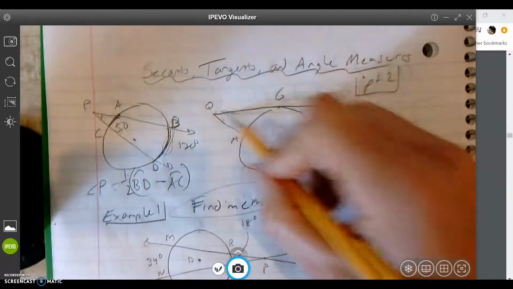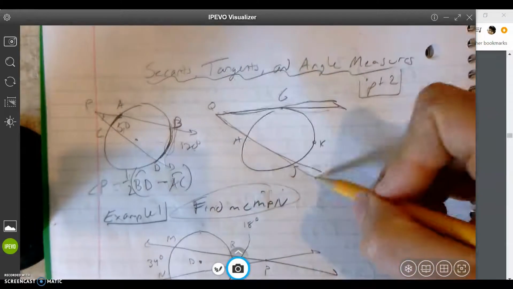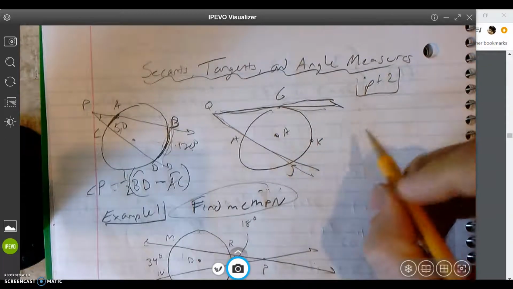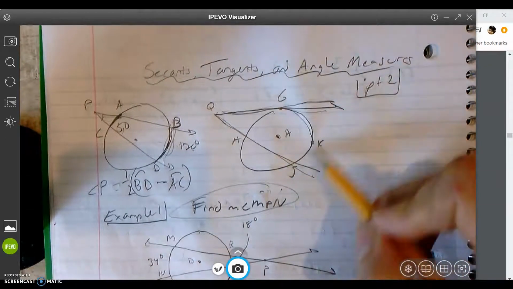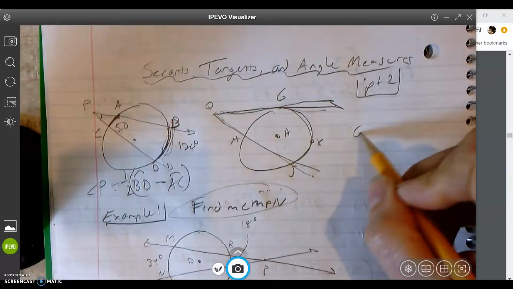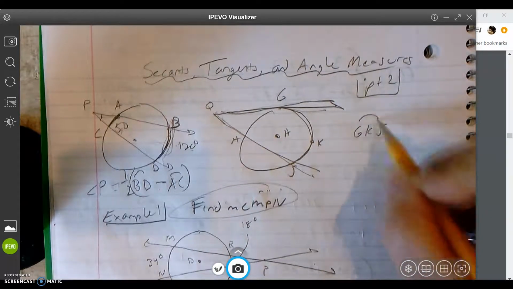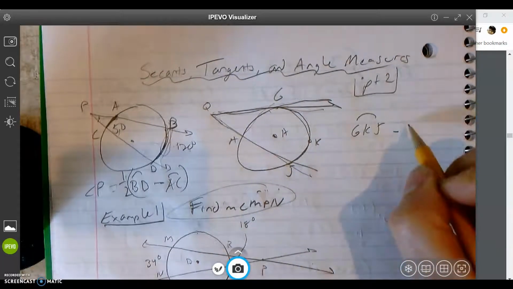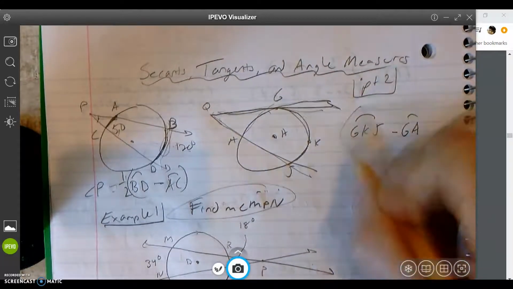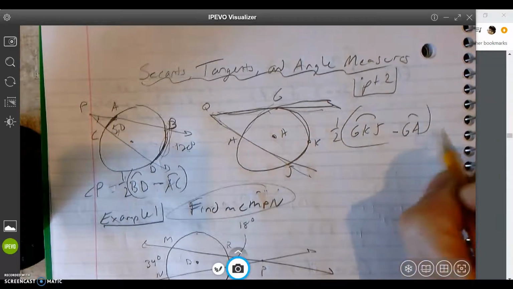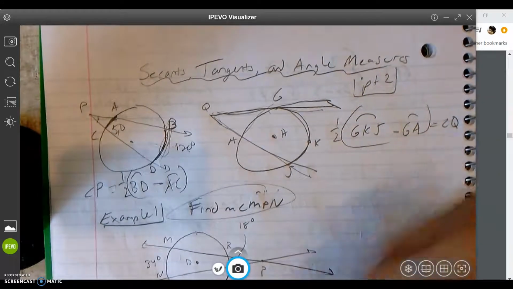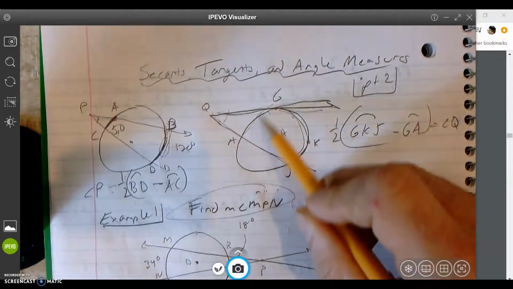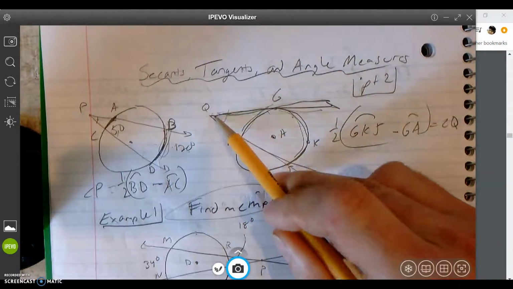And the same thing works here. If you have a tangent here and then a secant line, and let's say the center is A, whatever, it doesn't go through the center. That would mean this big arc, arc GKJ, write this down with me, minus this arc, AG or GA, whatever you want to call it, and then half of that is going to equal angle Q, which is right here. So this big arc minus this small arc, half of that is angle Q.